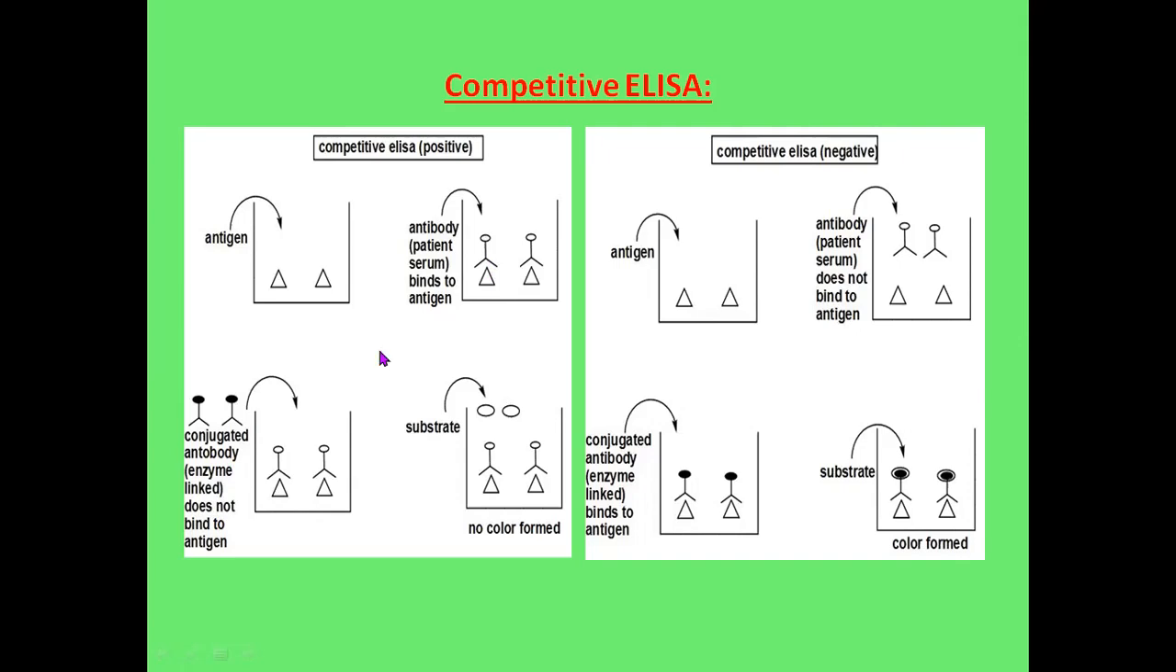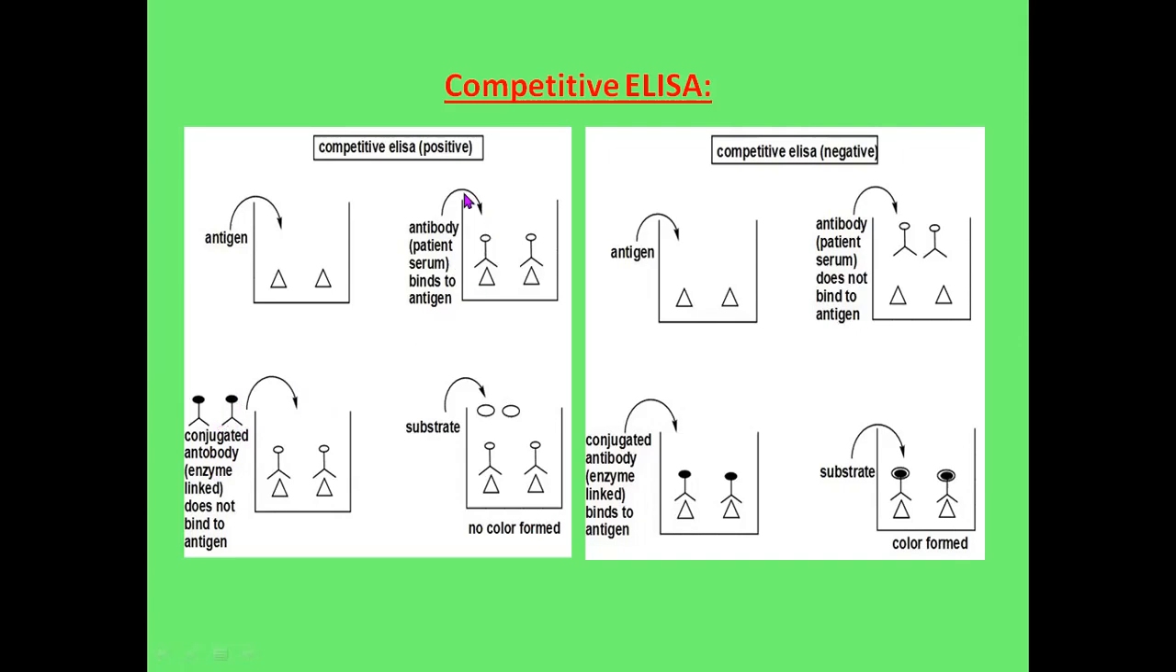Why the name competitive means, when you add this antibody, two antibodies are there. In earlier types also you added two types of antibodies. Here this is one antibody and this is the other. In case of competitive ELISA, either this will bind with the antigen or this enzyme linked antibody, the conjugated antibody, will bind, not both. But in case of indirect ELISA and sandwiched ELISA, both used to bind. But in this case, either one will bind. Either this antibody will bind or this antibody will bind.